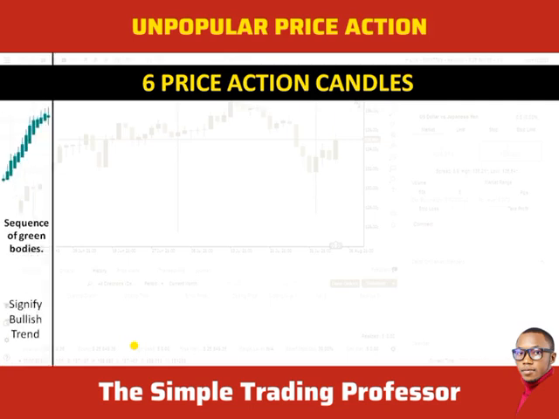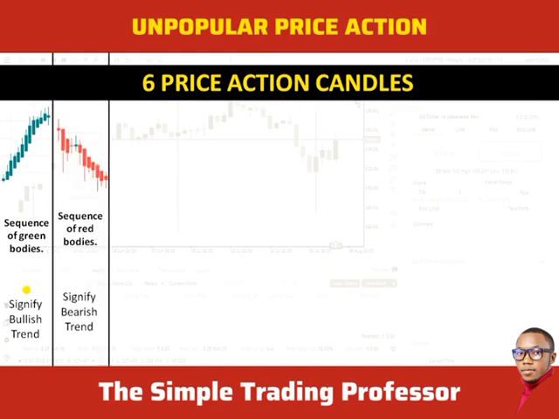Now, I don't name this one as number one, but I want you to understand that when you see a sequence of green candles like this, a sequence of green bodies, it means that this is a bullish trend. Not really a price action candle. When you see a sequence of red bodies like this, it signifies a bearish trend.